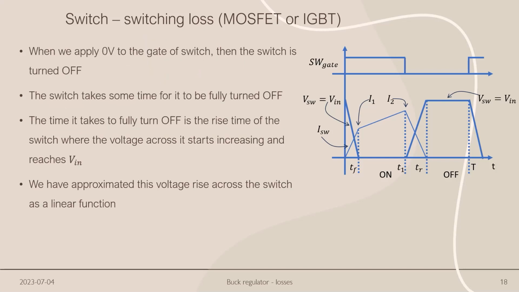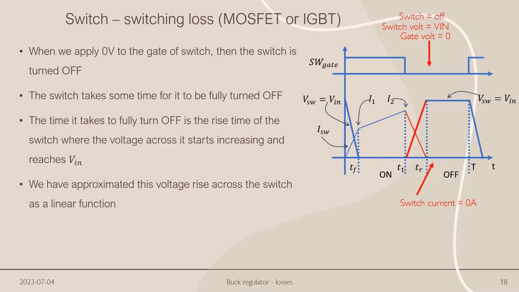We have seen earlier that when gate voltage is 0, the voltage across the switch is the input voltage. At this time, the switch is set to be turned off. As the switch is turned off, the current flowing in it is equal to 0 amps. Now the switch is set to be completely turned off. However, the switch takes some time to be fully off. This time is the rise time of the switch.